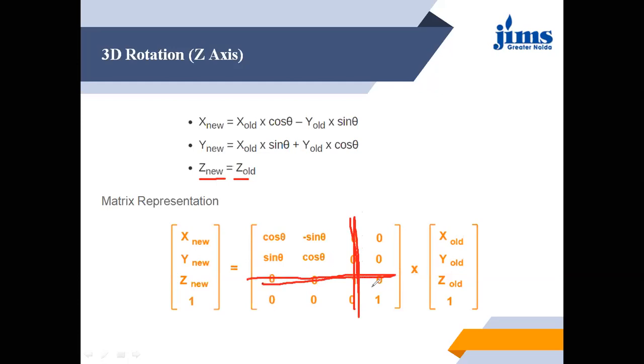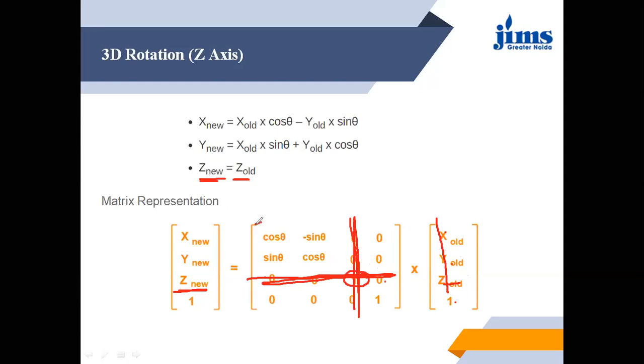So when I want to find the value of z new, in that case it is this row multiplied by this column. So this is 0 multiplied by 0, 0 multiplied by 0. This is 1, so 1 is going to be multiplied by z old. And this is 0, this is 1, so this is also 0. So in this case, z new is equal to z old.